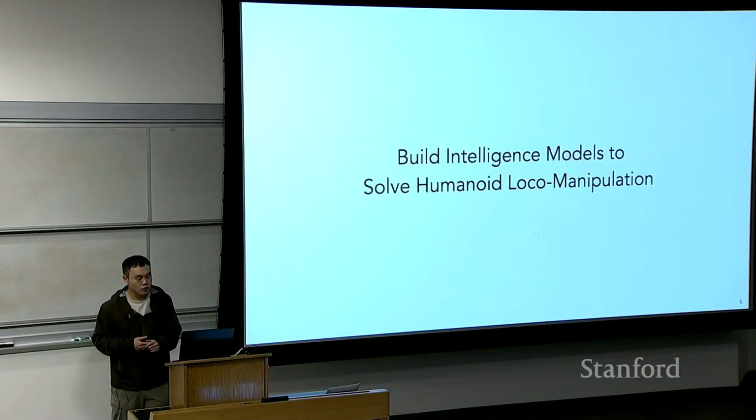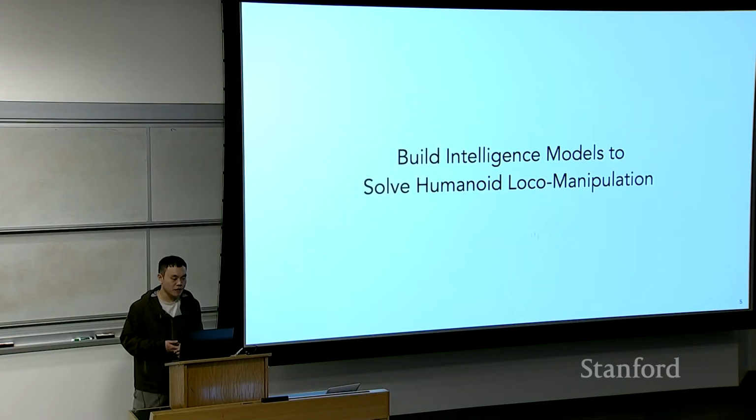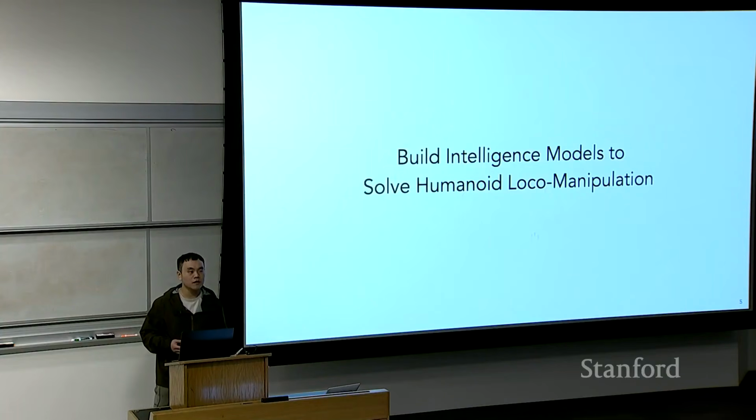So to address that issue, the mission of my lab is to build an intelligence model to solve humanoid loco-manipulation. So what we want to do is develop some intelligence model, such as large-scale VLA models, to really control the robot in a unified fashion. We want the model to directly output the joint states to control the robot. We don't want the locomotion separate from the manipulation capabilities.